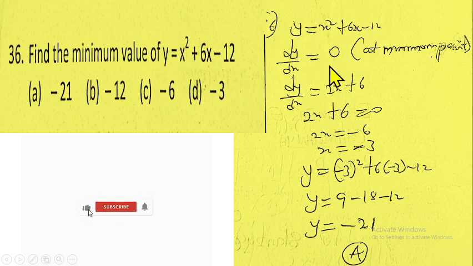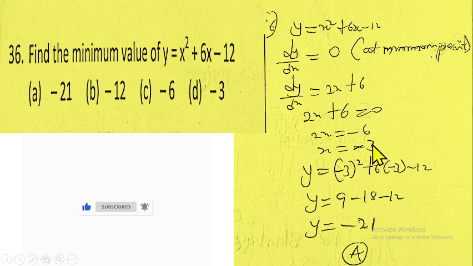So when I differentiate this, I will have 2s plus 6. At the minimum point, dy/ds will be 0. So that means I have 2s plus 6 equals 0. So collect like terms, I have 2s equal to minus 6, s will be minus 3. So this is the value of s at the minimum point.